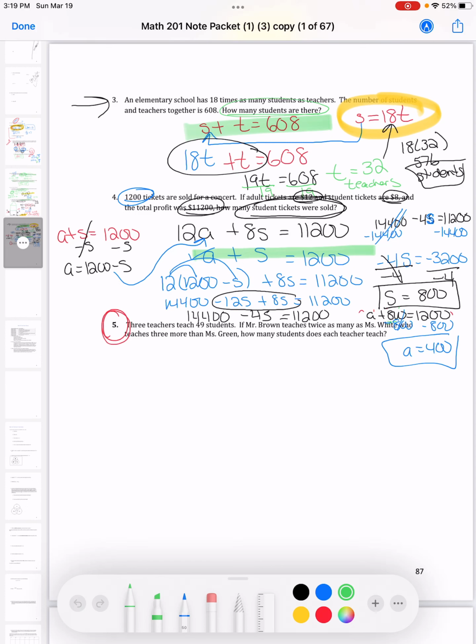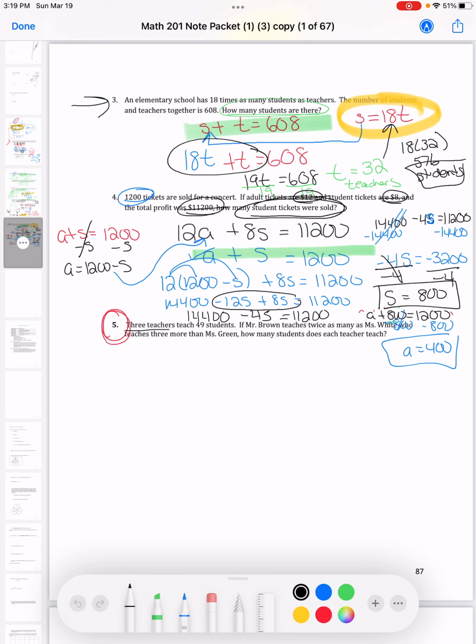Now it's time for the doozy. This one is challenging. What makes this one challenging is we're talking about 3 different teachers, so I am going to have to keep using equations. I'm going to end up with 3 equations. So that's going to be a little nasty.